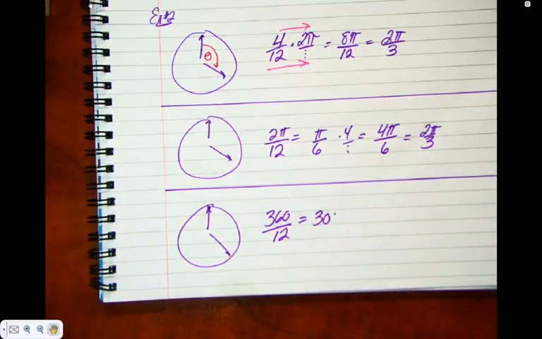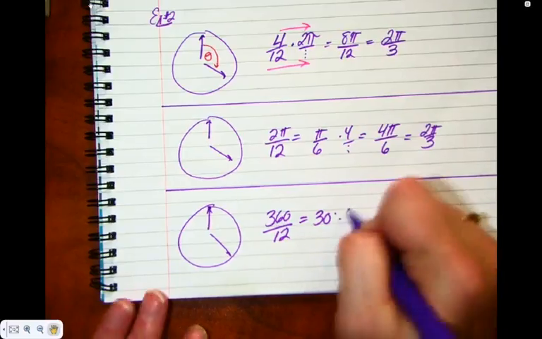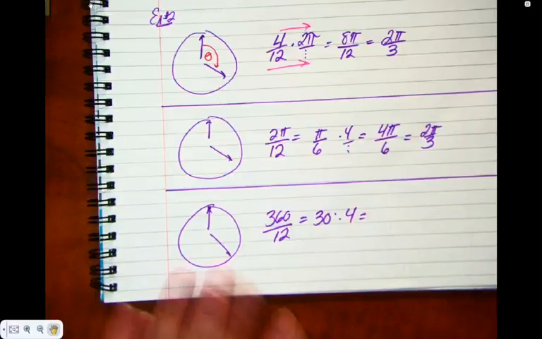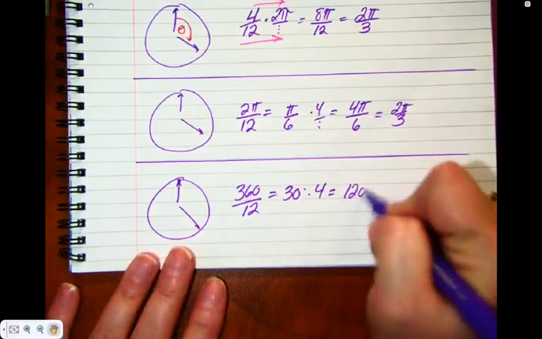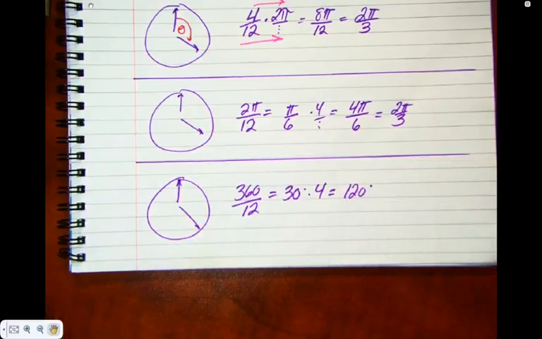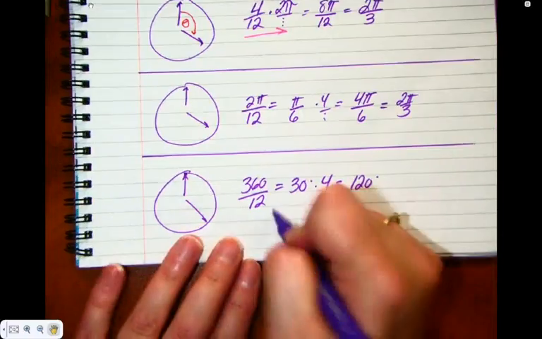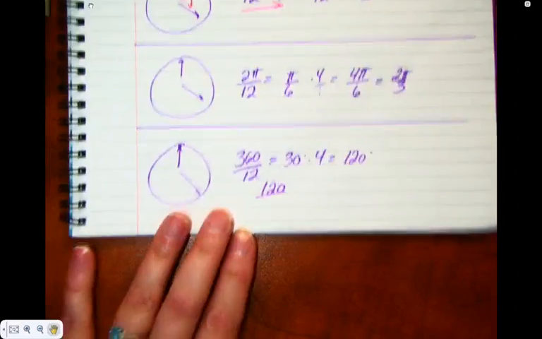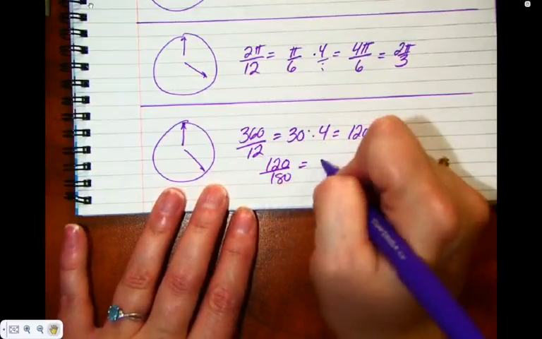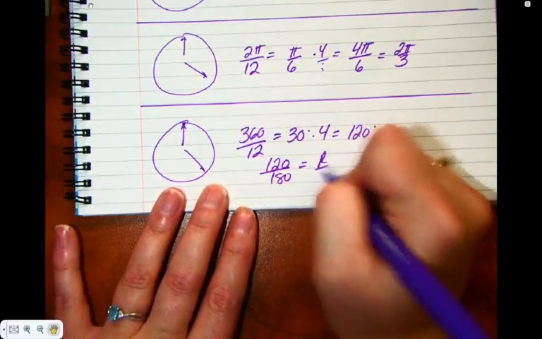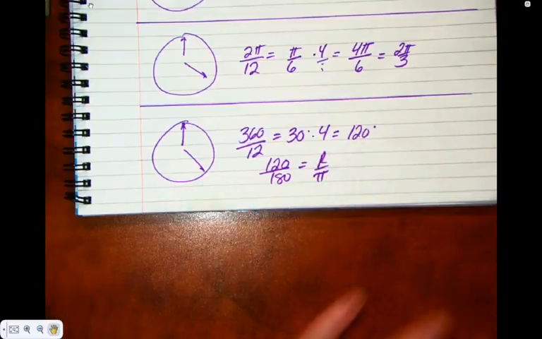Between the 12 and the 4, how many sections do we want? We want 4 of them. So if each section is 30 degrees and we want 4 of them, how many degrees is there between the 12 and the 4? Now I need to change that into radians, so go back to what we did yesterday. How do we change degrees into radians? 120 over 180 equals r over pi. How do we get rid of a division by pi?